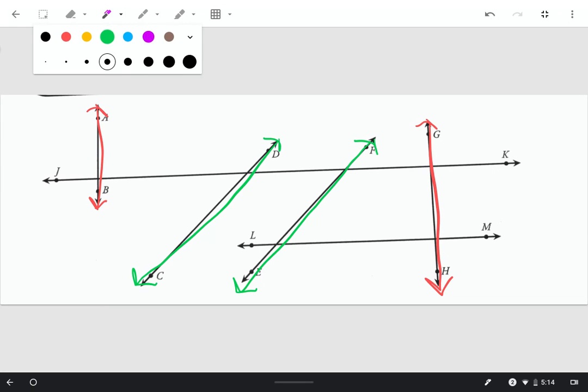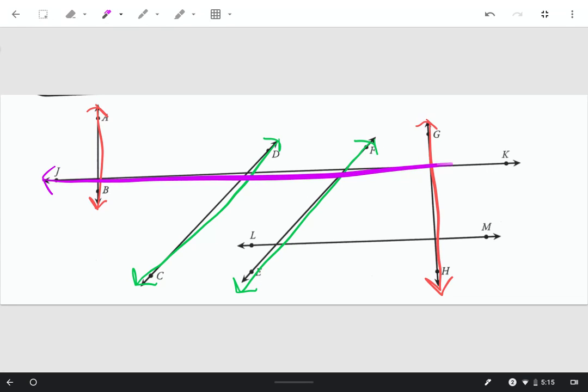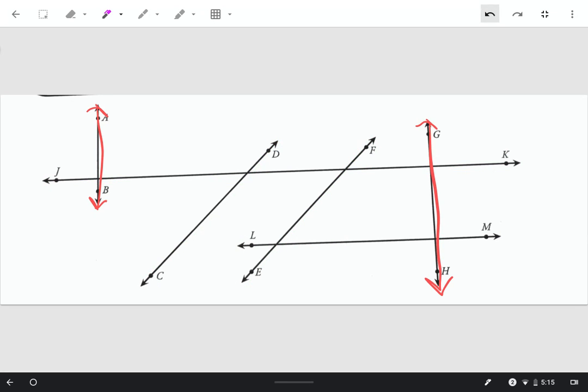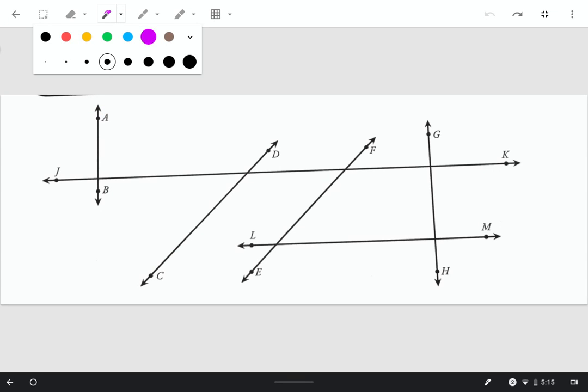And if I extended those lines and they went on and on forever, they would never cross paths. And then I see line JK right here and line LM. So those are also parallel lines within this diagram. Okay? Now, what if I ask myself, are there any intersecting lines in this diagram? Well, intersecting means that they cross at one point.